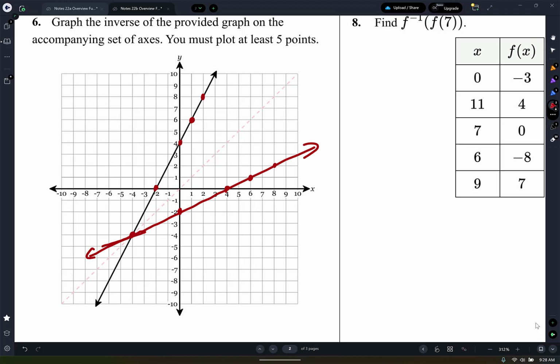It reflects across that line y equals x. If you were to fold it at the crease, if you were to fold it at y equals x, they would mirror each other. Cool or not cool, guys? All right.